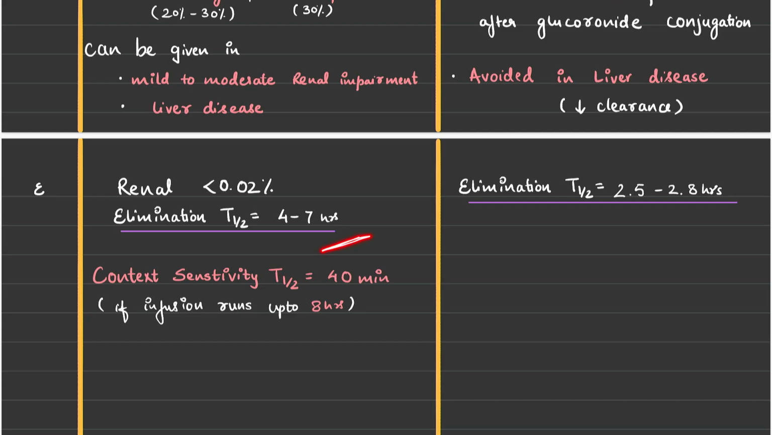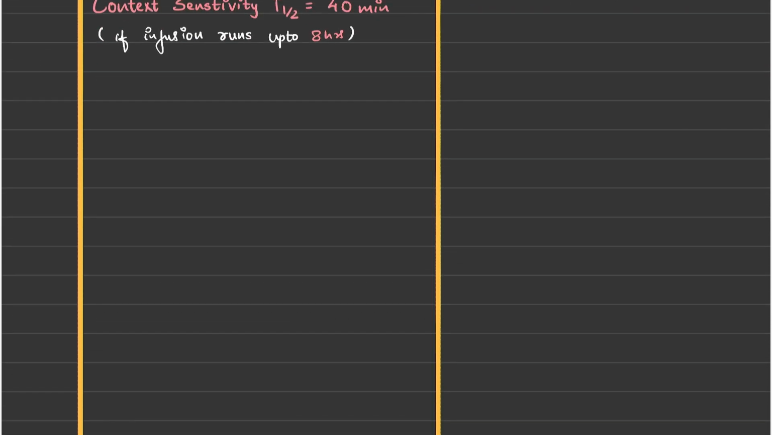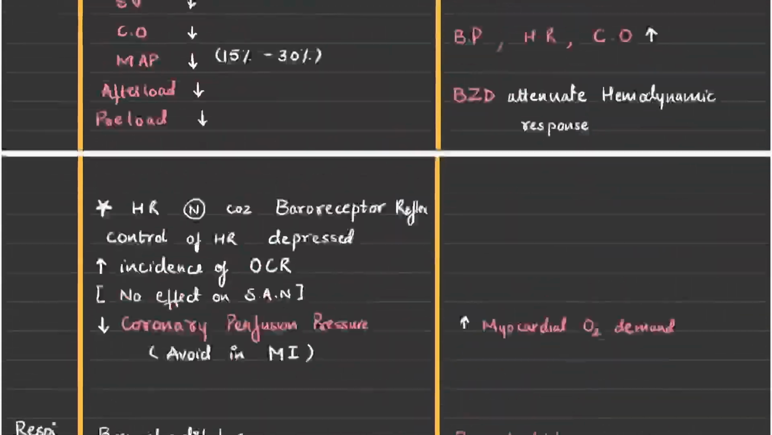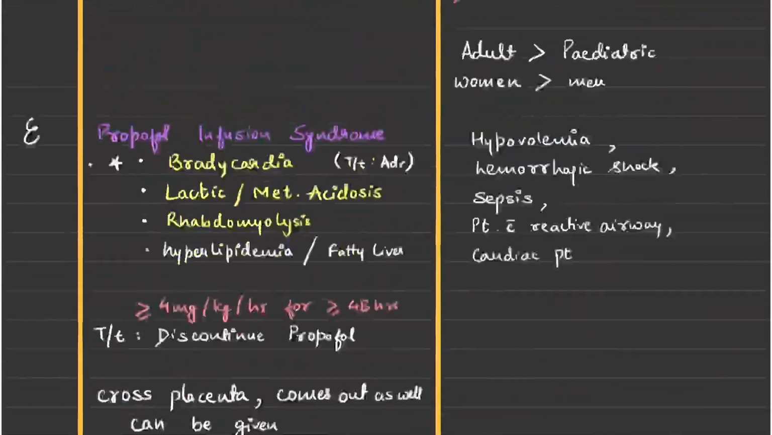Elimination half-life is 4 to 7 hours, and the context sensitive half-life of propofol is 40 minutes if the infusion runs up to 8 hours. So this was all about propofol. Now we will be discussing ketamine in the same format.